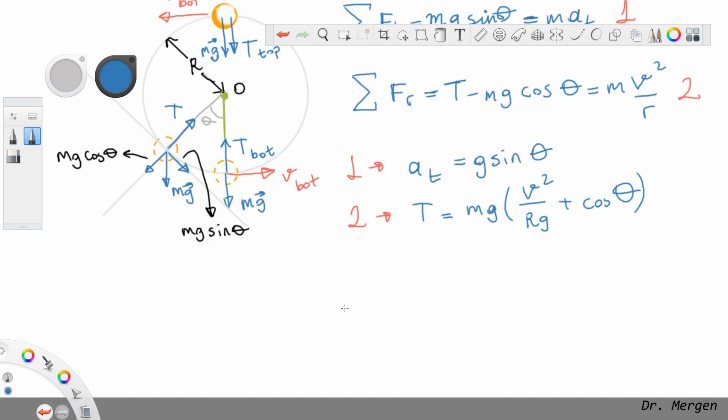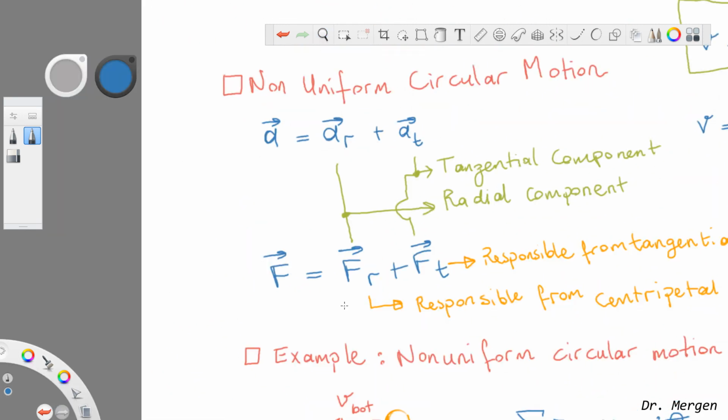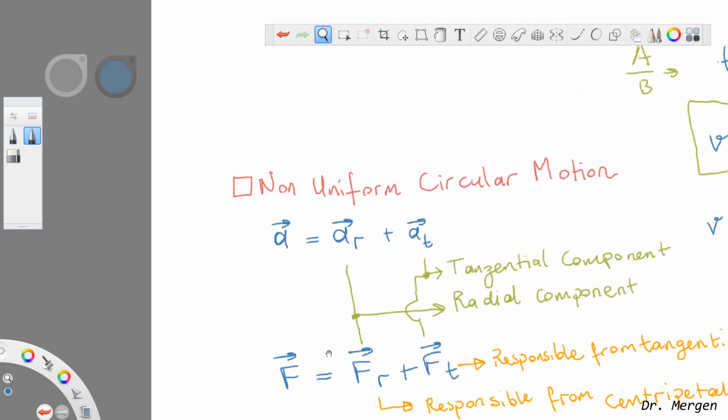Let's evaluate the tension on the cord for the bottom and the top positions. And for the bottom position, we can obtain the tension on the cord as this. Okay, in this video we have learned how to analyze force problems with uniform and non-uniform circular motion.